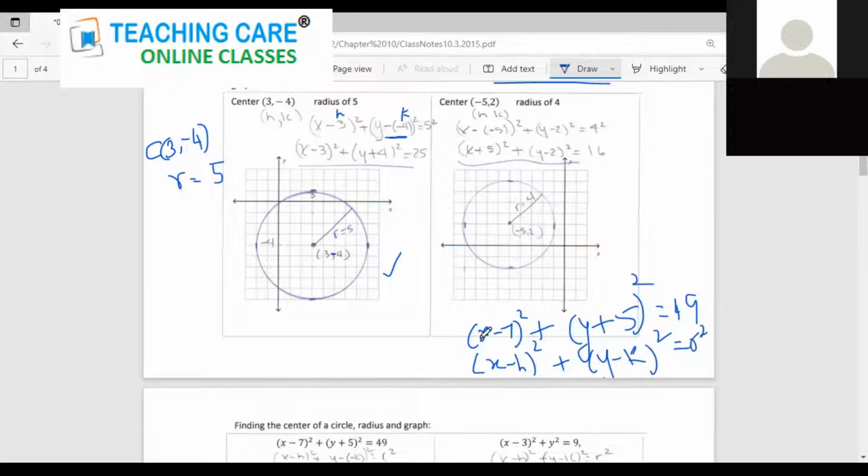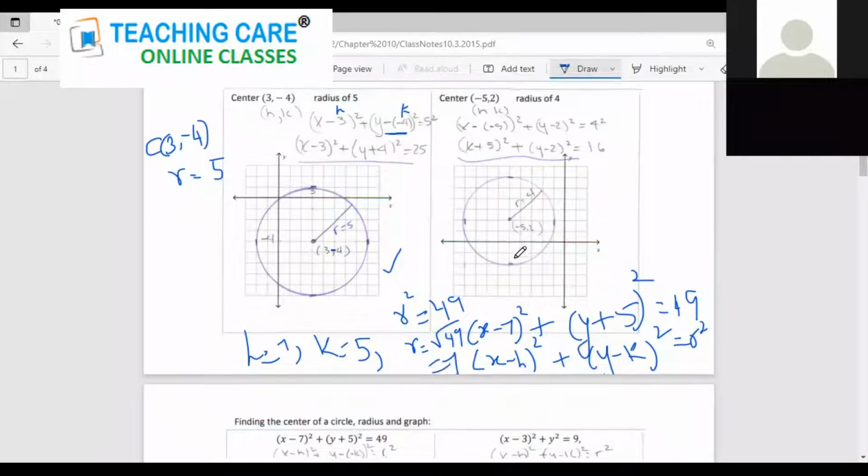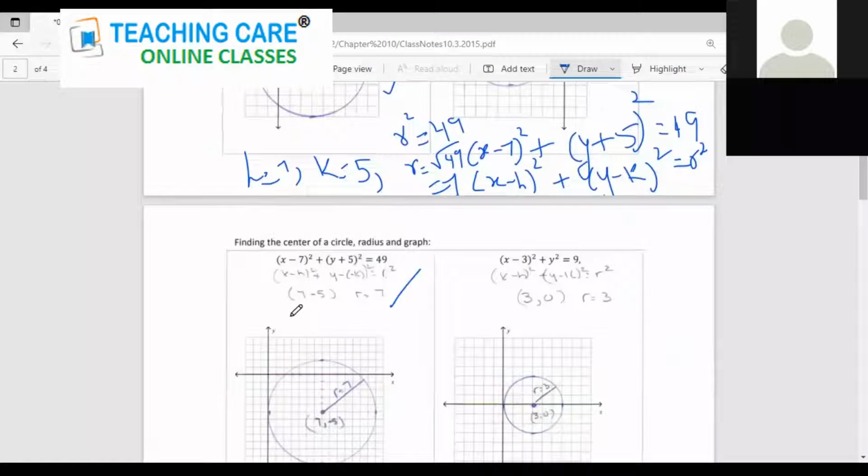Right? So just compare it. h is equal to 7 and your k would be equal to 5. Got it? And the value of r squared equals 49, so r would be equal to the square root of 49, which is 7. Understood? So this will be the radius, and you can draw the figure.